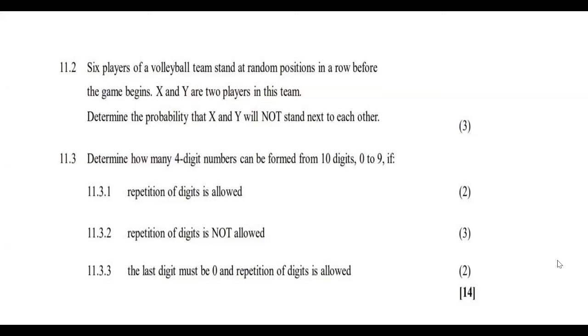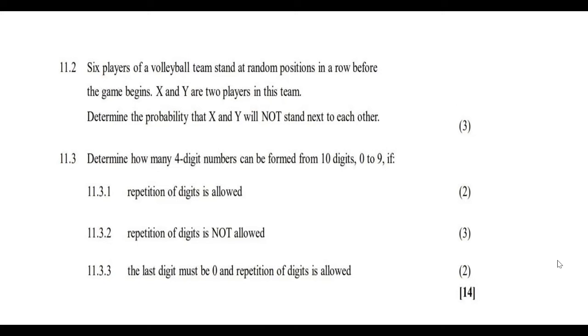So we have 11.2. It says 6 players of a volleyball team stand at random positions in a row before the game begins. X and Y are 2 players in this team. Then they say determine the probability that X and Y will not stand next to each other.